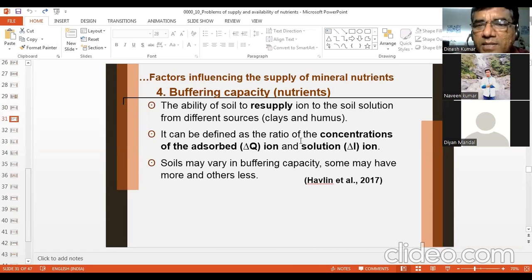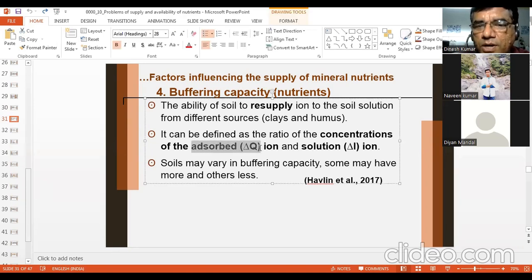It can be defined as the ratio of the concentration of the adsorbed ion and the solution ion. What is the quantity of adsorbed ion, delta Q, and solution ion, delta I? Please do remember this relationship. Sometimes such questions come in your quiz exam.